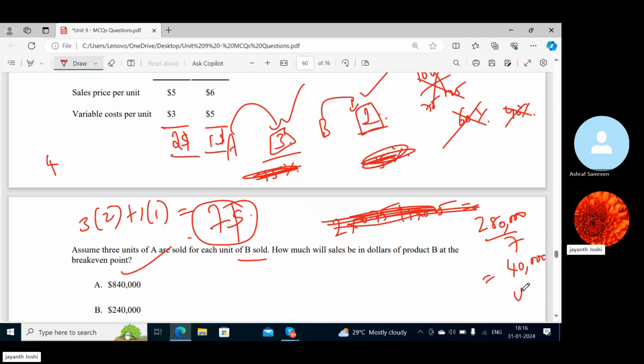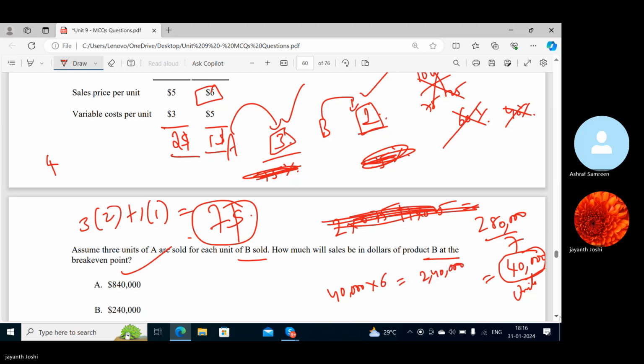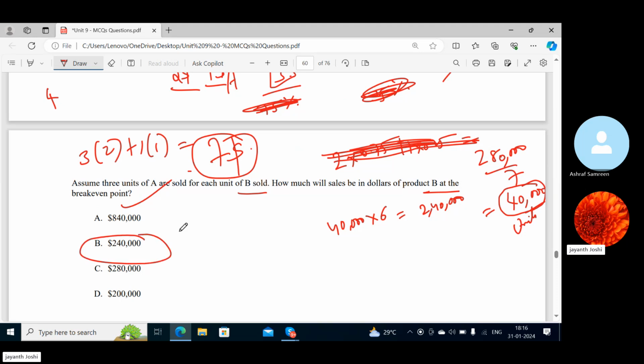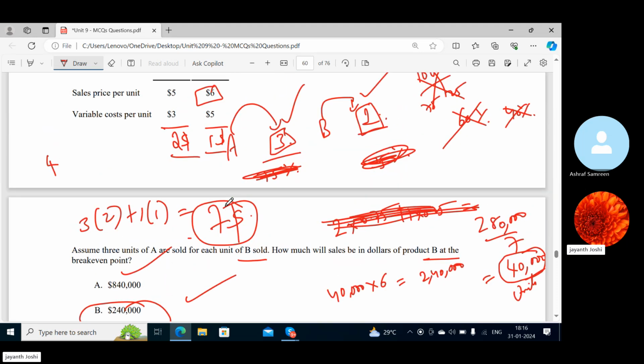40,000 units. What are they asking? Assume this particular scenario. How much will sales in dollars of product be at the break-even point? So at this point they can break even, right? So how many units? What is the selling price per unit? 6. How much? 240,000. Okay, please note it down. We'll move forward.